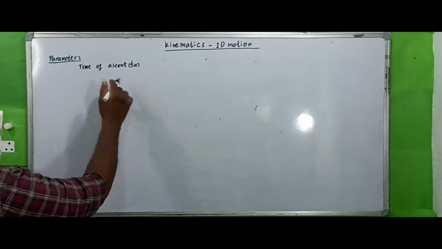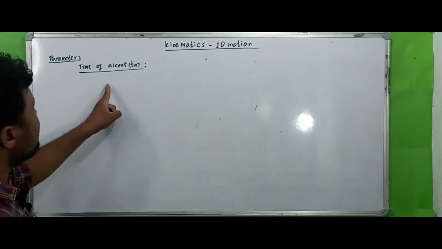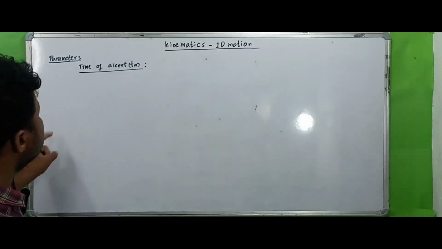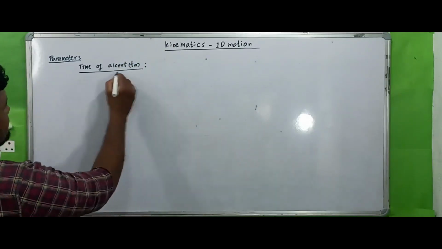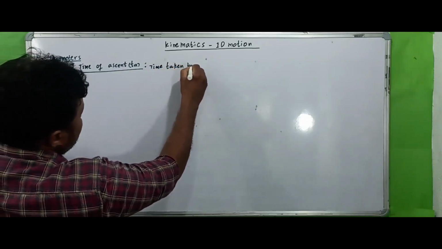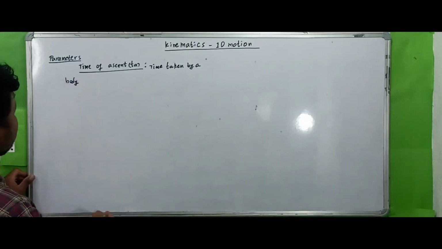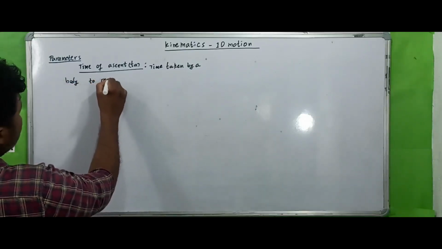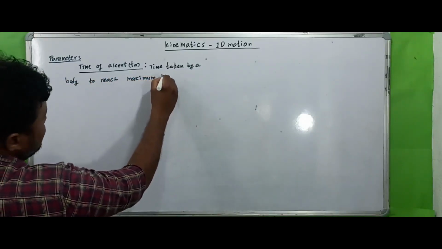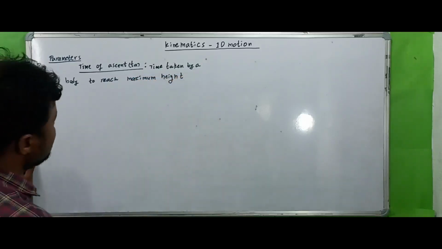Now we will discuss 1D motion parameters. Time of ascent can be defined as the time taken by a body to reach maximum height. Time taken by a body or particle to reach maximum height is called time of ascent.